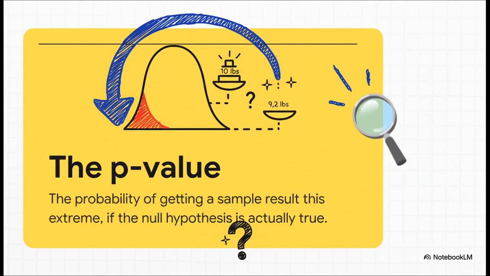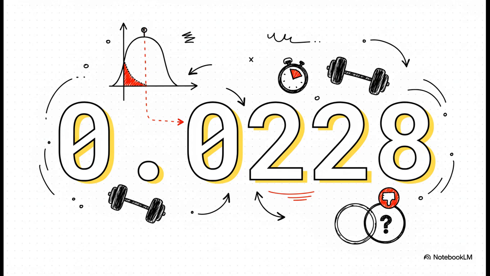To answer that, we need a brilliant little tool called the p-value. The best way to think of it is as a surprise meter. It answers one very specific question. If the club's 10-pound claim was actually true, how likely would it be for us to see a result like 9.2 pounds, just by pure luck? A really low p-value means our result is super surprising, which makes that original claim look pretty suspicious. So we run the numbers for our health club sample, and boom, we get our p-value. It's 0.0228.